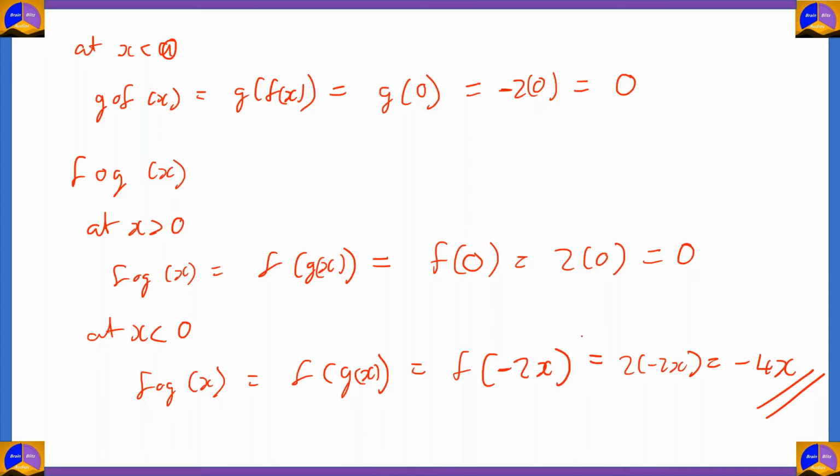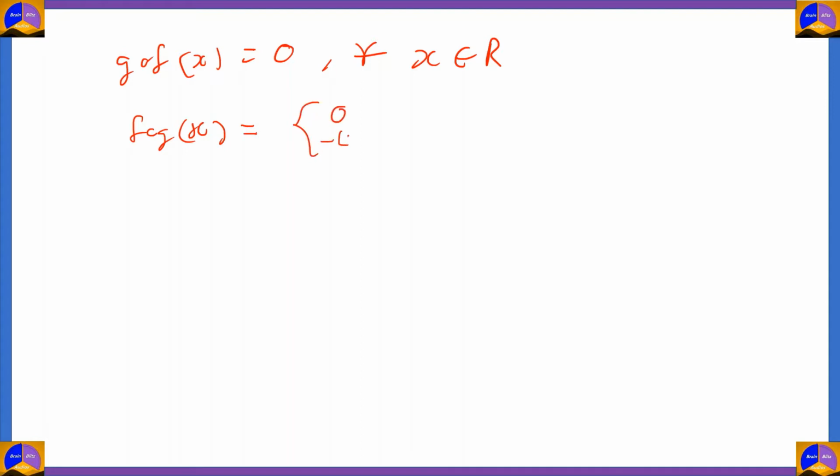So g of f of x is always 0 for all x belonging to the set of real numbers, while f of g of x has two values, 0 and minus 4x: 0 when x is greater than 0 and minus 4x when x is less than 0. So that is our first answer.